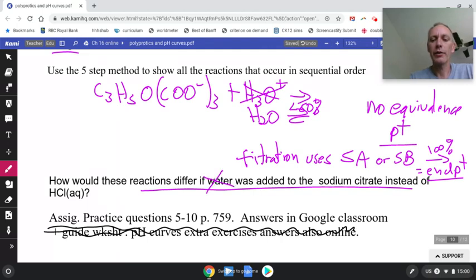Don't use water in your titrations. You'll never get an equivalence point. You can react all day long, keep adding, and it never reaches the endpoint. Okay, so I'm not going to do this one because you have an example in your notes of that triprotic in order. Just remember that, I don't have to go through it.